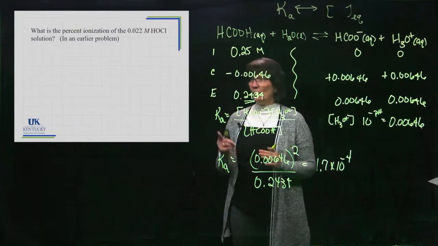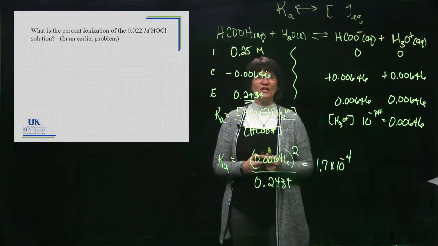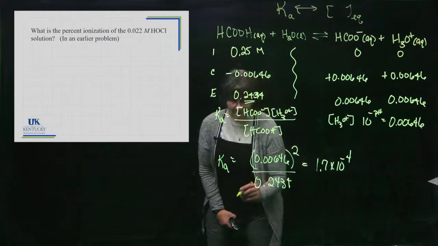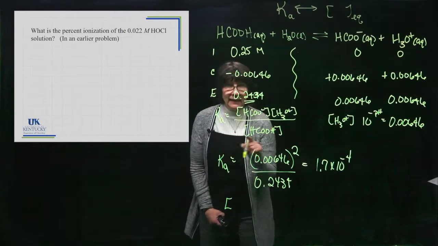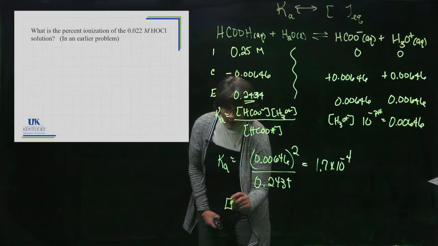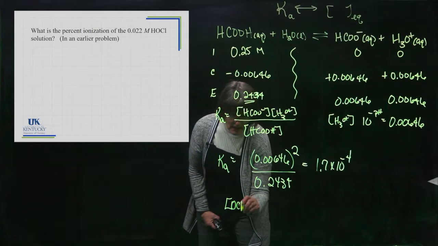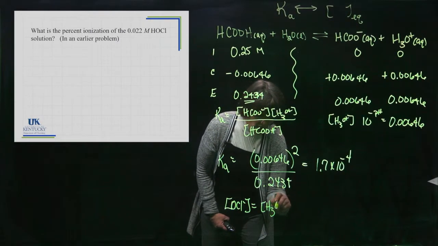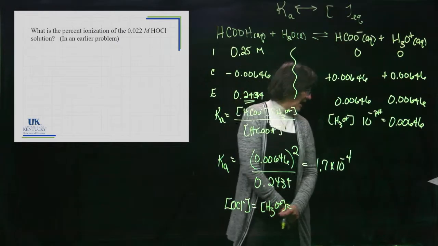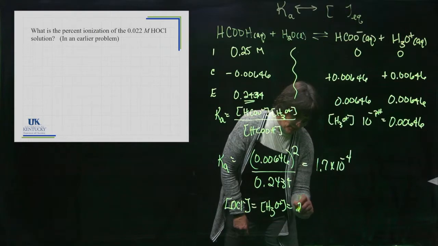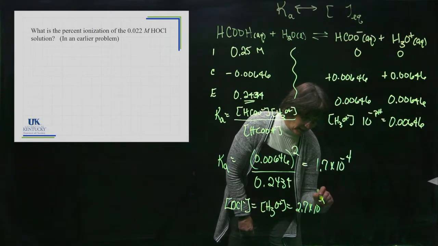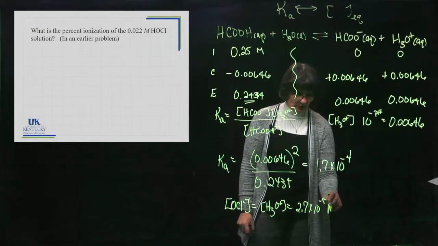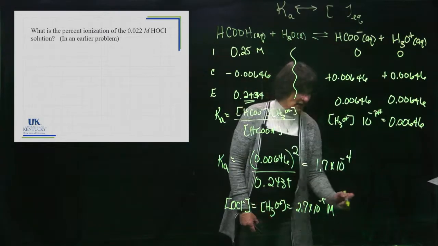So we did a problem with the 0.022 molar HOCl, okay? We did that problem earlier, and we came up with, at the E line, that the OCl- concentration, which is also equal to the H3O+ concentration, was 2.7 times 10 to the minus 5. So we're not going to do all that work again, but we set up an ICE table for that reaction, and we came up with this molarity. But they want to know the percent ionization and not the pH.